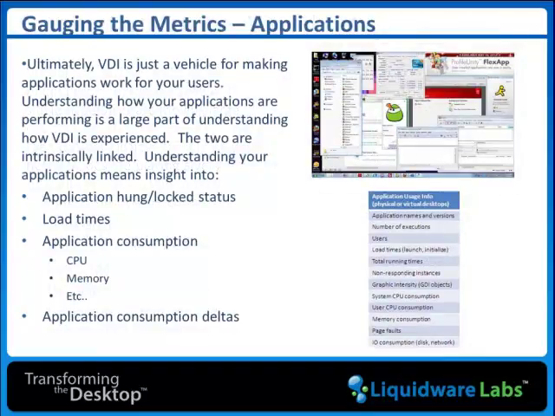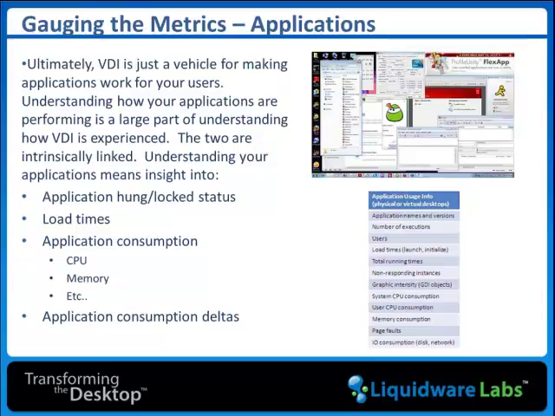Next, we're going to talk about the fifth and final area of VDI, which is applications. Now, I would argue that this is the most important piece of VDI. The reason I would argue that is because VDI is just a vehicle for making applications work for your users. Understanding how your applications are performing is really a large part of understanding how VDI is experienced. The two are intrinsically linked.